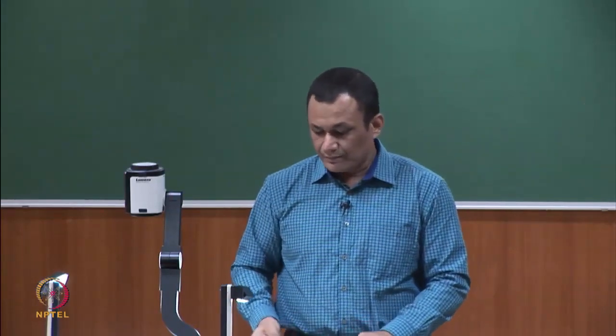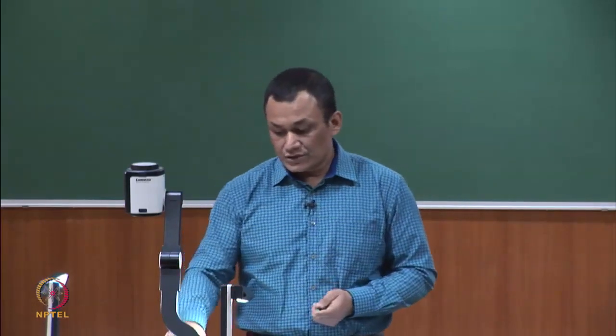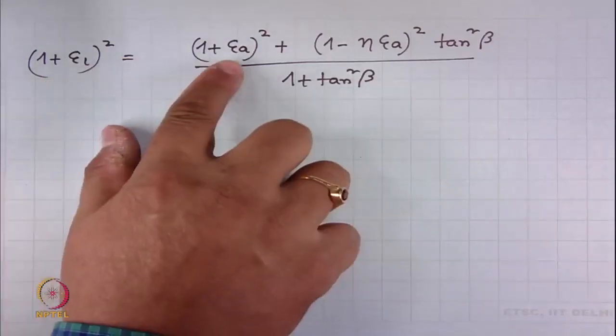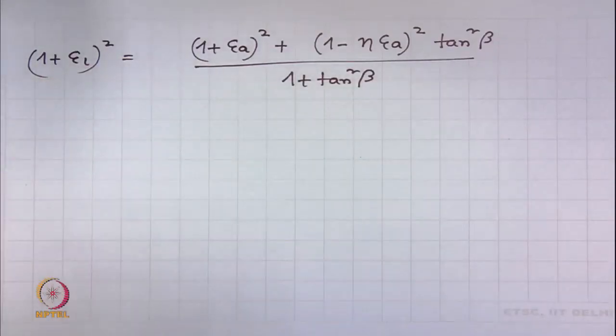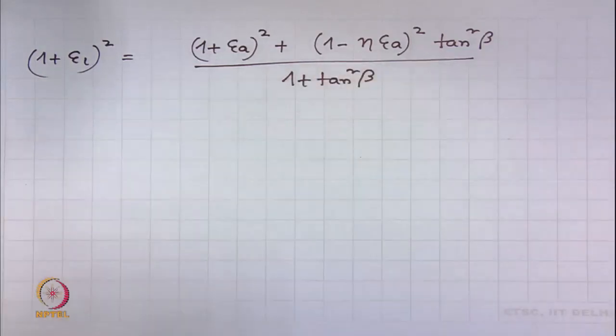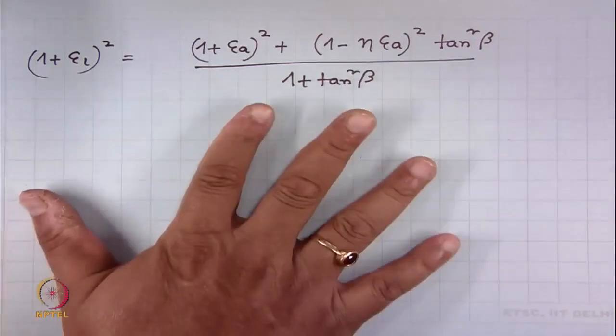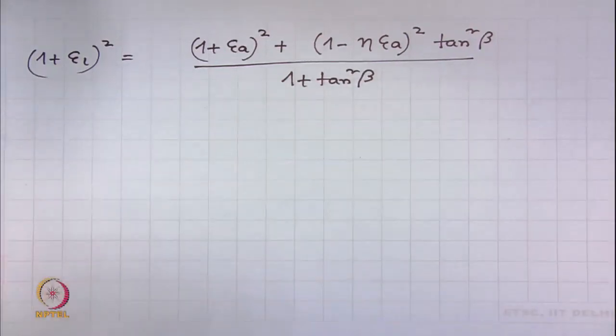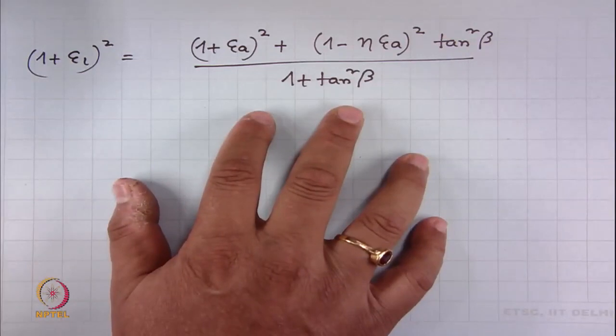So, our aim is to find out a relation characterizing fiber strain and yarn strain. This is your fiber strain, this is your yarn strain. This is contraction ratio and beta is the angle of fiber, and we obtained this relation. Now, you will work from here.